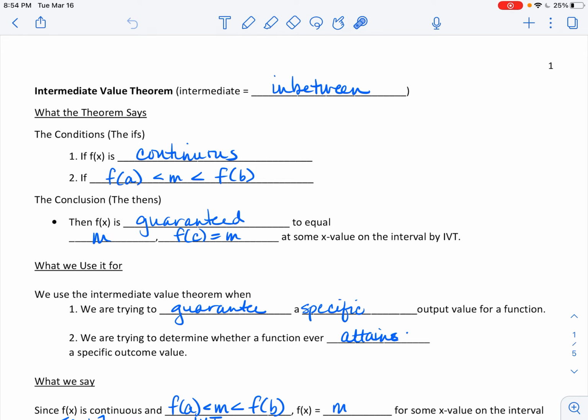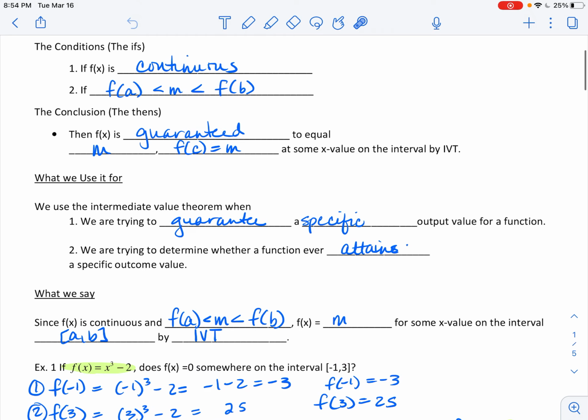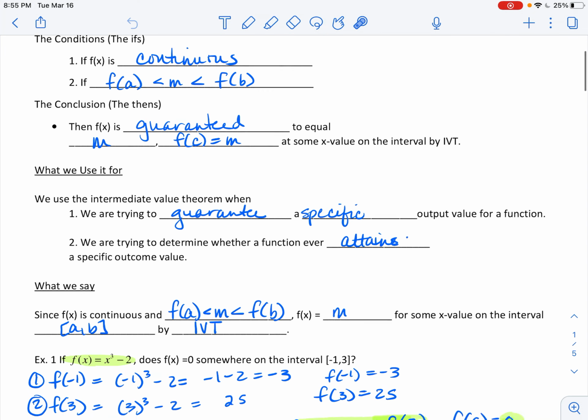If the function is continuous, and if f of a is less than m, which is less than f of b, then f of c is guaranteed to equal m. So if you evaluate that function at some c, we will get m by the IVT. What do we use it for? When we are trying to guarantee a specific output value for a function, we are trying to determine whether a function ever attains a specific outcome value.